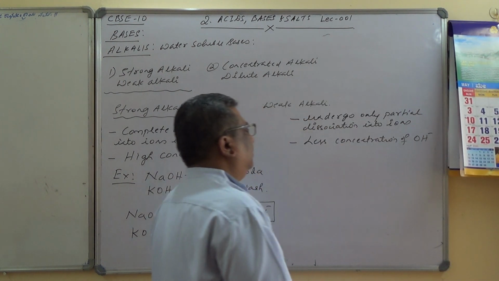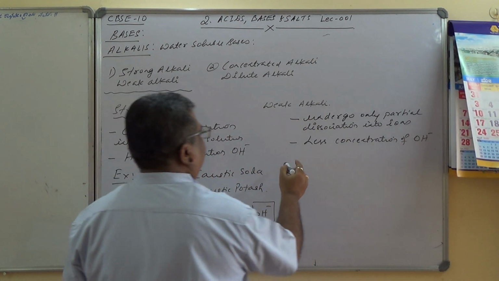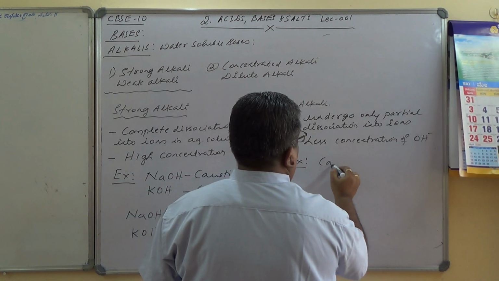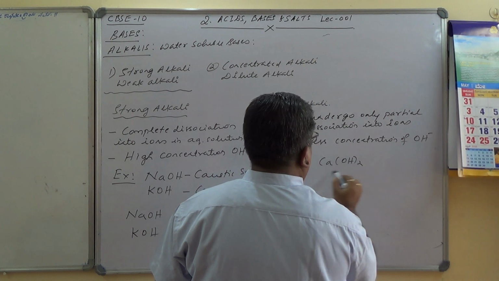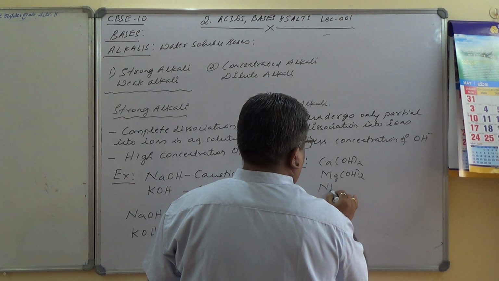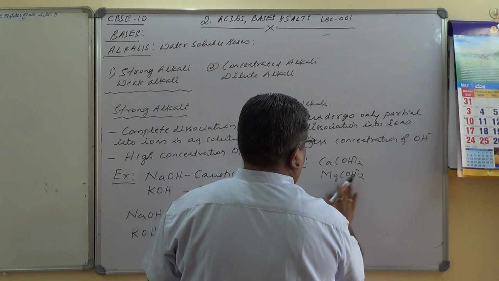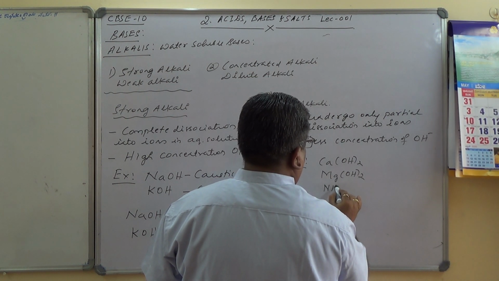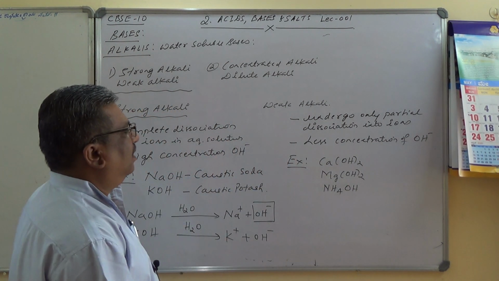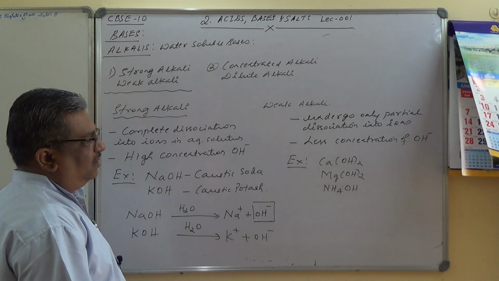Okay, which are the examples of weak alkalis? Examples are calcium hydroxide, magnesium hydroxide, and ammonium hydroxide, NH4OH. Okay, these are the weak alkalis.